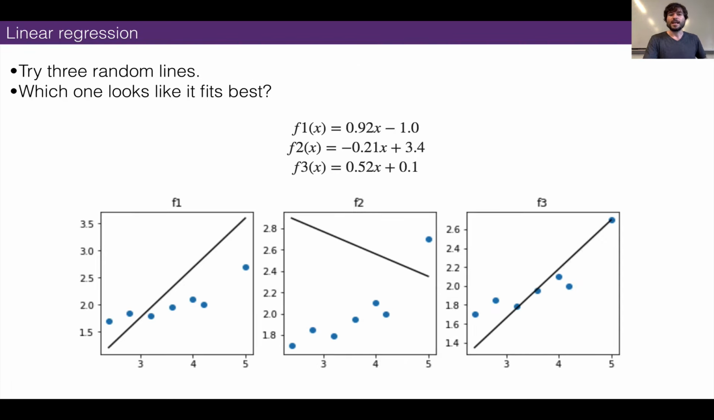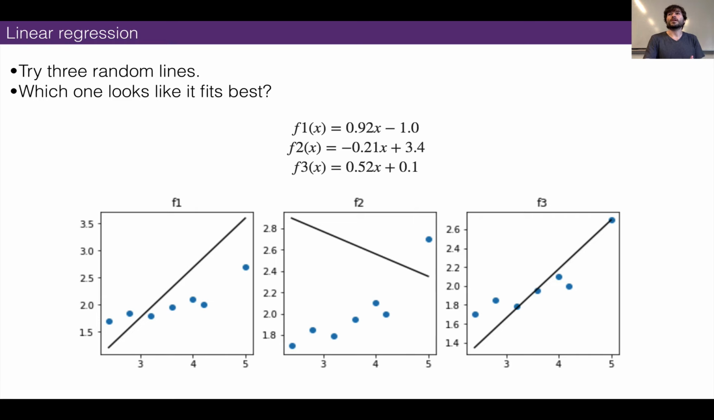Something like that. Now suppose we just try 3 random lines, right? So here are 3 lines I've given you to try to fit this chart. Pretty clearly, the second one looks pretty bad. The first and the third look plausible, and maybe it's hard to tell which one is the best. Now, how do we actually evaluate which one is the best?